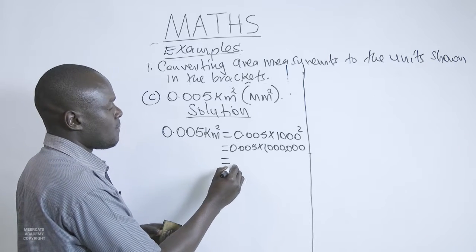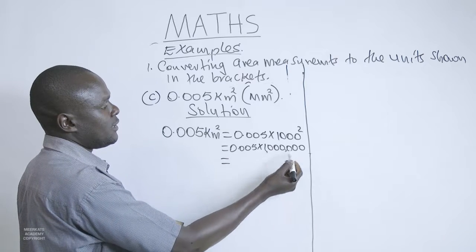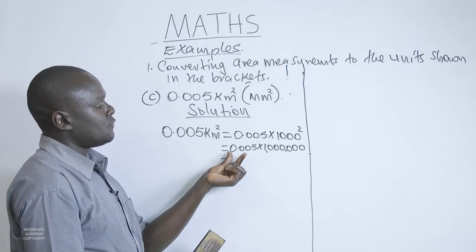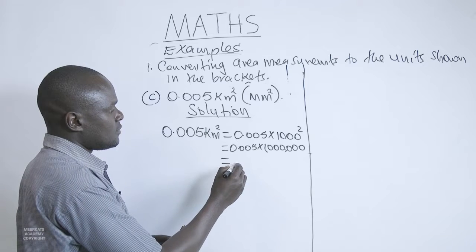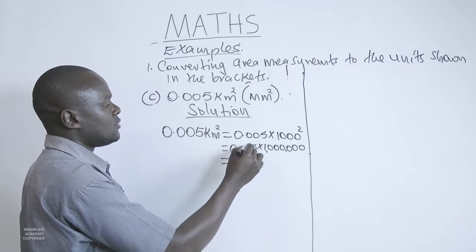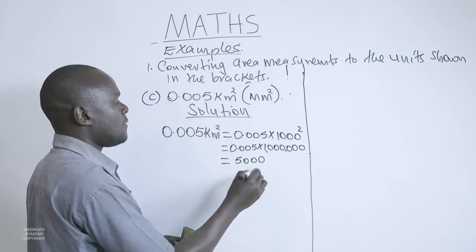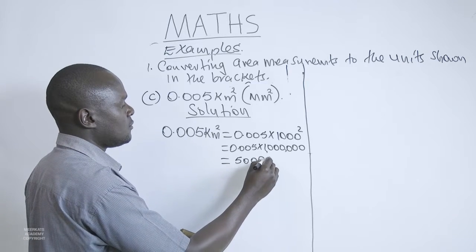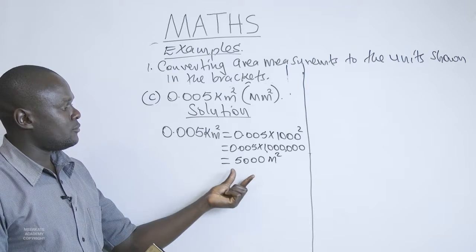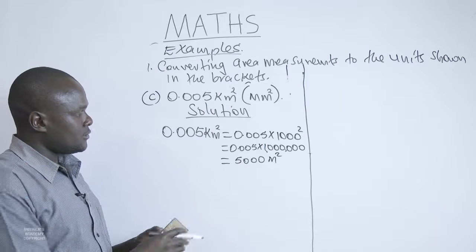Ultimately, we are going to get this. Multiplication by 1,000,000 is like moving the decimal point 6 places to the right. 1, 2, 3, 4, 5, 6, and this will give us 5,000 square meters. We have converted 0.005 square kilometers to meter squared.